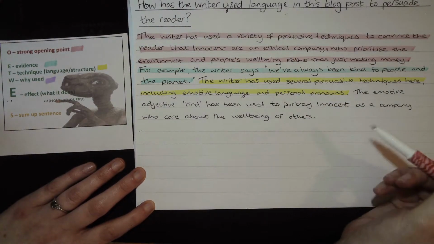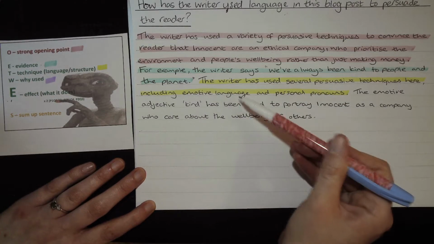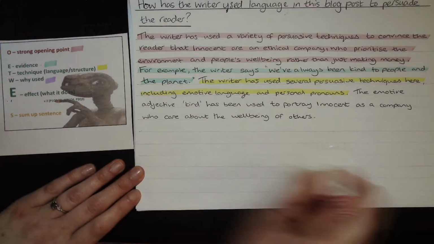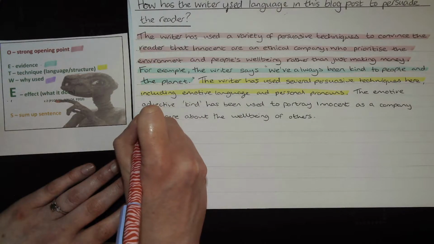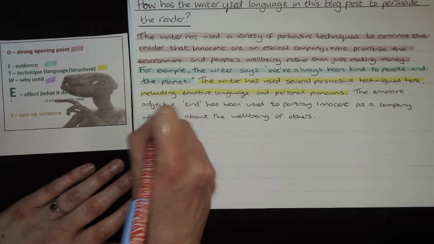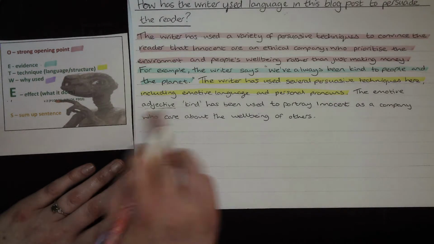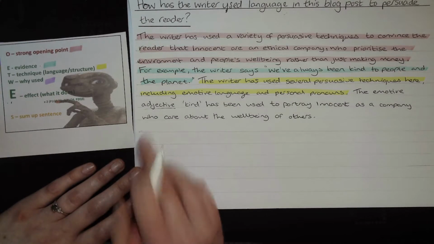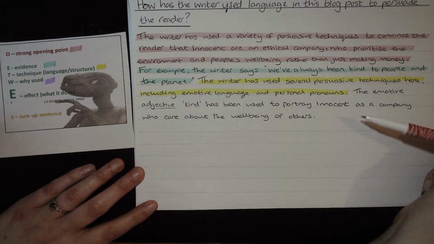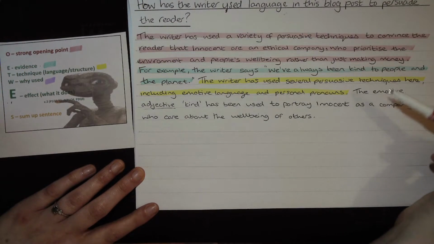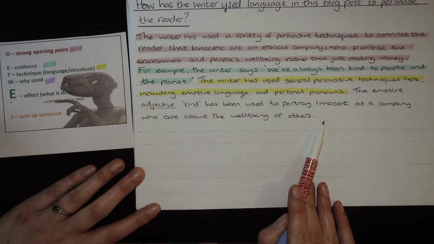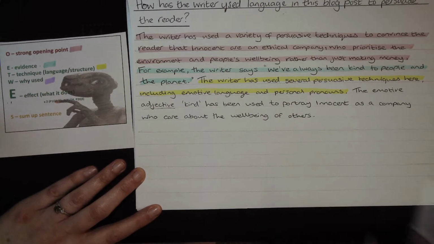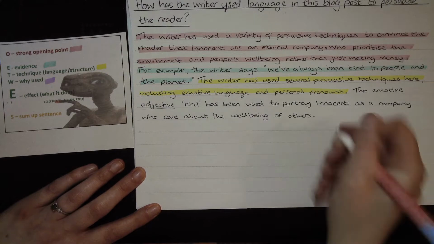Okay, so I've talked about my emotive language, and just to point out as well, notice I didn't say the emotive word, I said the emotive adjective, and I've done that because it's really good to use technical terms wherever possible within your writing. So it's always good to use adjective, verb or noun instead of word. But I've not just used one technique, have I? I've also pointed out that we've got personal pronouns as well. So I'm also just going to talk a little bit about why I think the writers use that pronoun we.